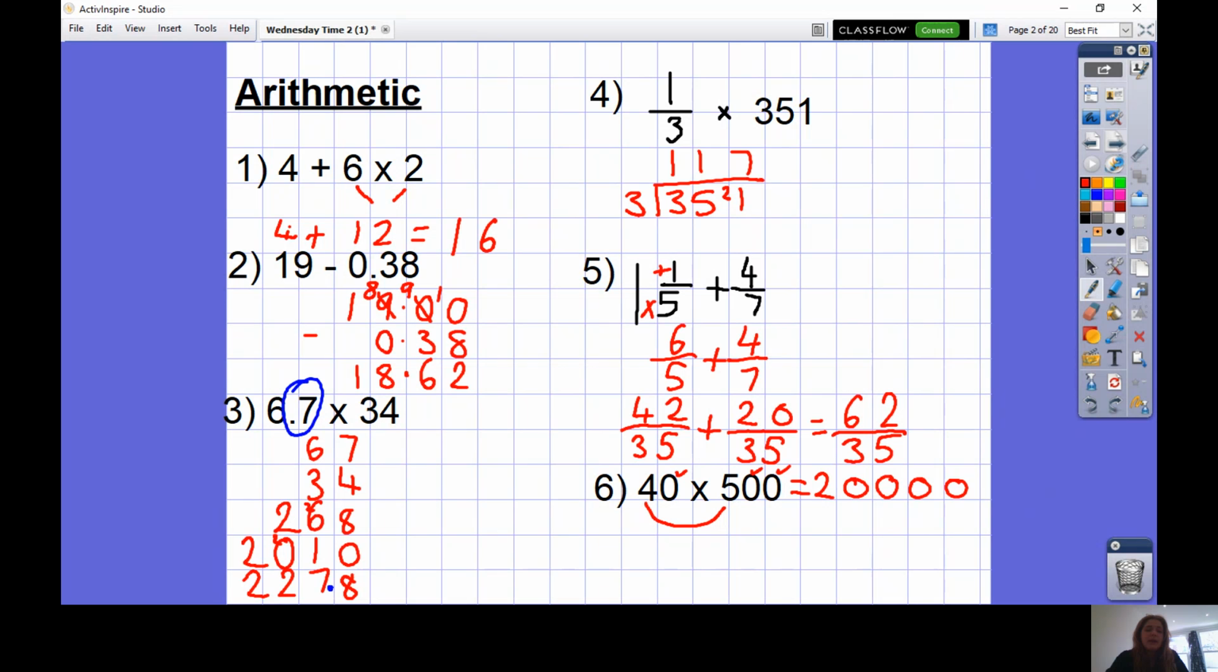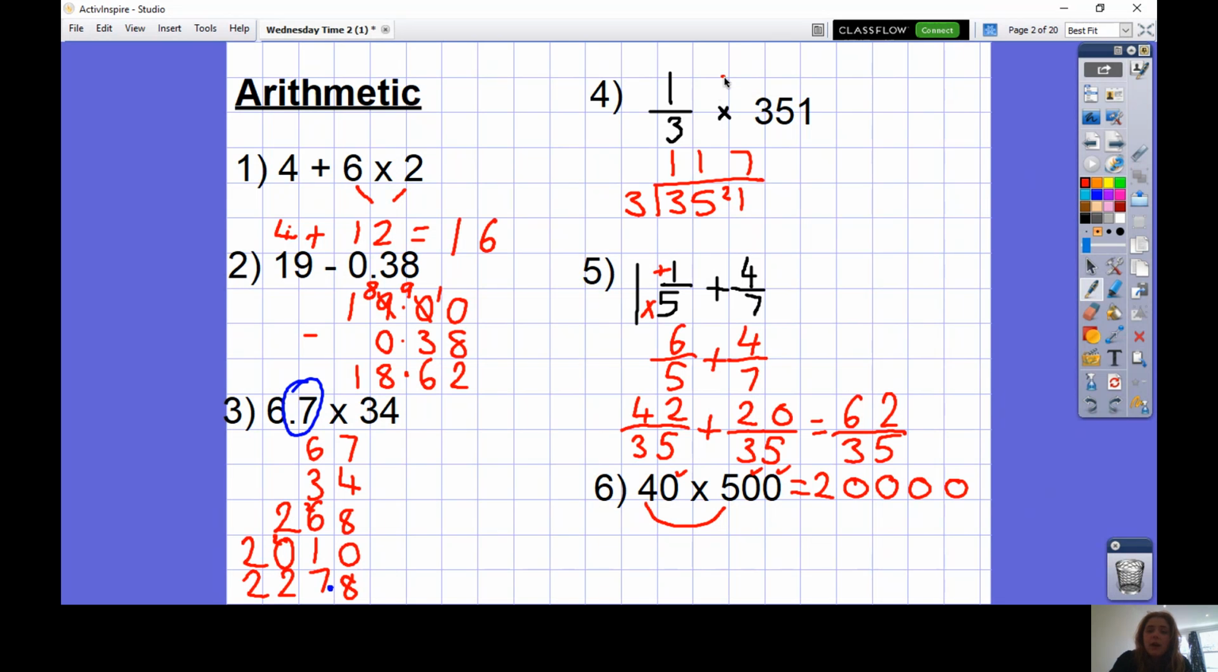All right, so for question 1, it was BIDMAS, 6 times 2 first. Your answer is 16. Question 2, make sure you've lined up your decimal place value correctly to get 18.62. For question 3, don't forget there's a decimal point there. The answer is not 2,278, it's 227.8. 1 digit after the decimal in the question, therefore 1 digit after the decimal in your answer.